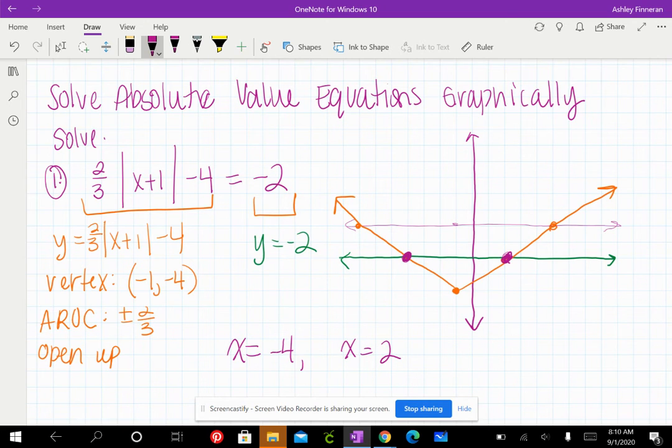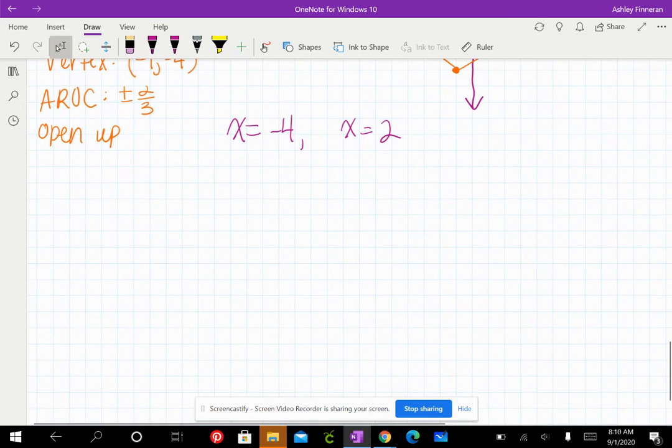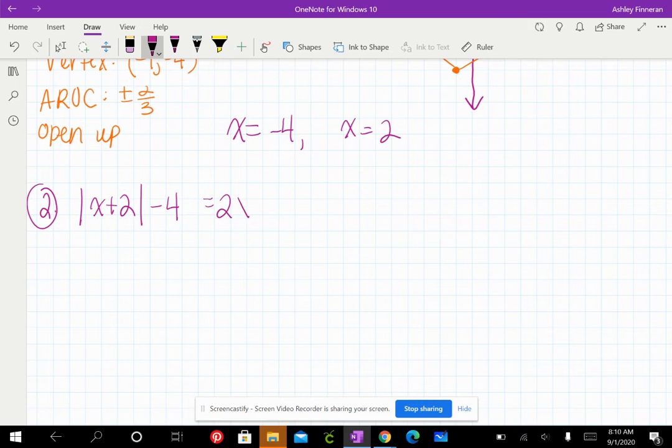All right, let's do another one. So number 2, the absolute value of x plus 2 minus 4 equals 2x minus 1. Hopefully this time I don't erase an axis.